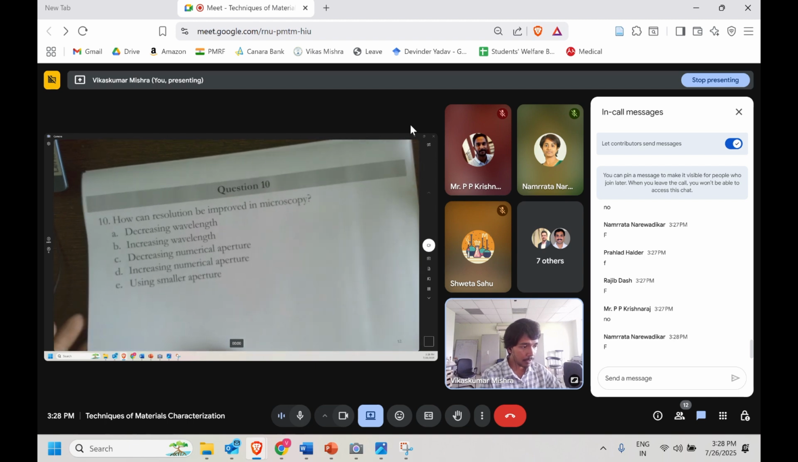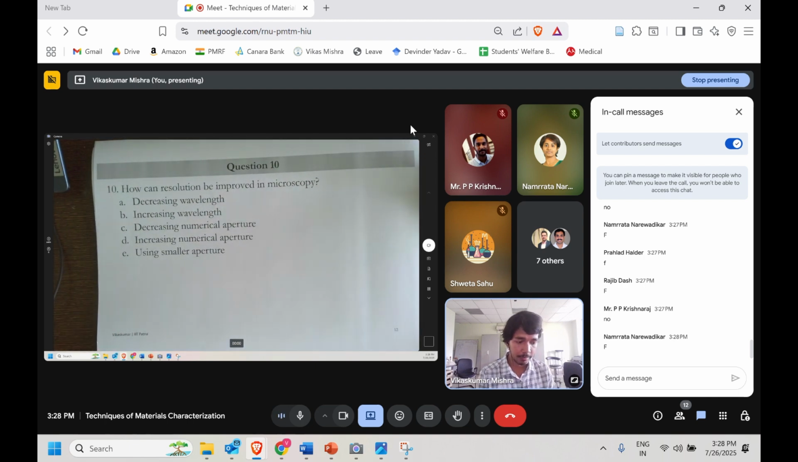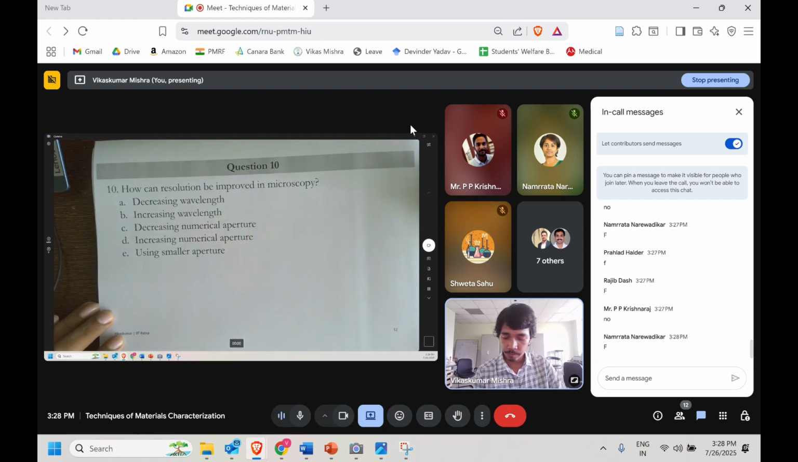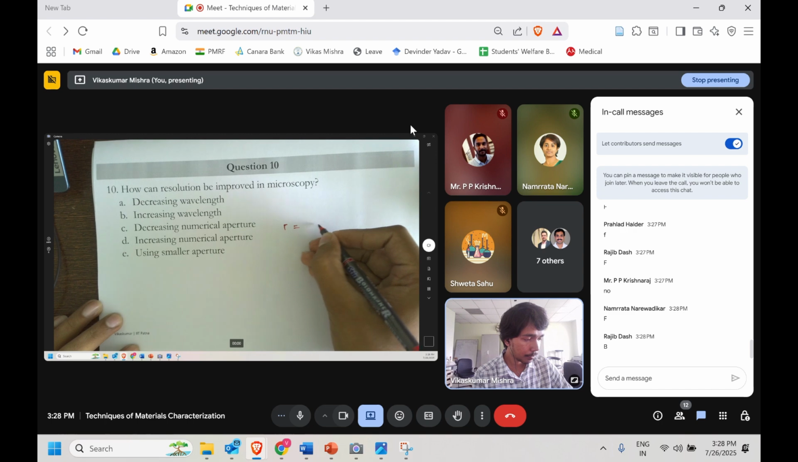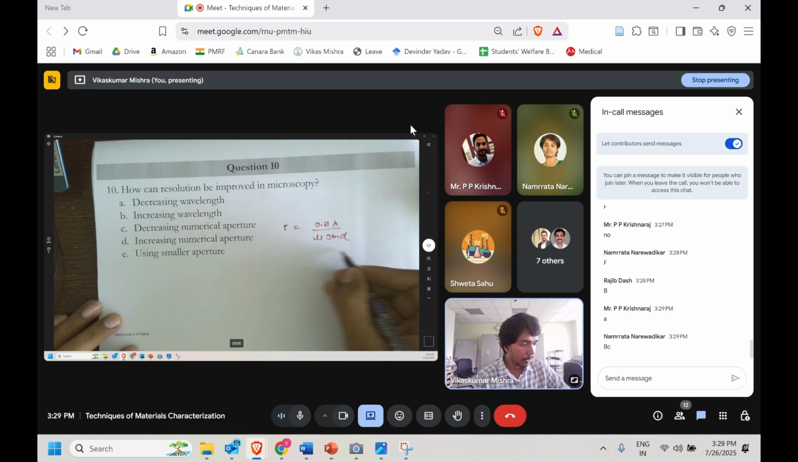Now in question number 10, let me tell you that multiple answers can be right. Okay, more than one can be right. How can resolution be improved in the microscope? Now we are talking about the resolution, and we know the formula of the resolution is given by 0.61 lambda divided by mu sin alpha. Mu sin alpha is nothing but the numerical aperture.